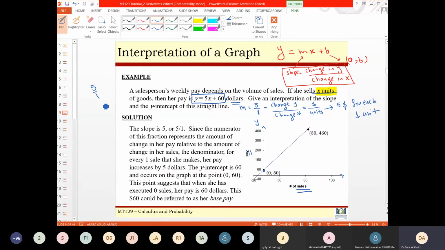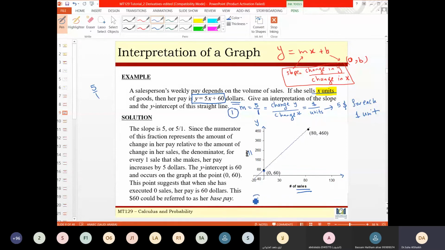Why do I make it like 5 over 1? I want a bottom, because the slope is the change in y over the change in x. I need a bottom to compare with. The y is the dollars and the x is the units she's selling. This means she's getting $5 for each one unit. Okay? So this is the first information we get from the slope.